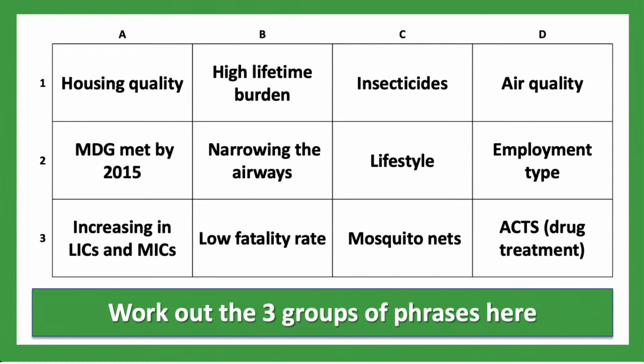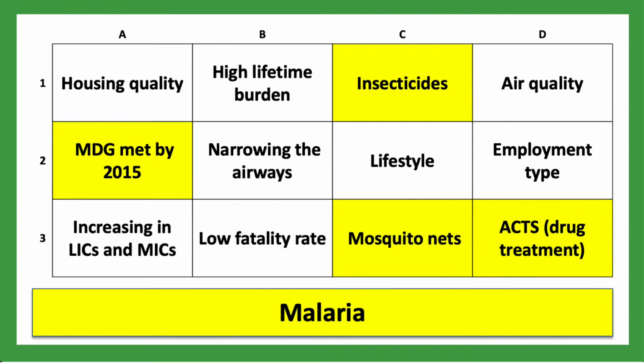Okay, let's have a look at the first group. So 4 of these items are linked with malaria. That's insecticides, the MDG to be met by 2015, mosquito nets, and ACTs drug treatment. It's just as well we have an acronym for that, because it's artemisinin-based combination therapy, which is quite a mouthful. So I'm sure it'd be fine to use that in an exam if you're referring to that.